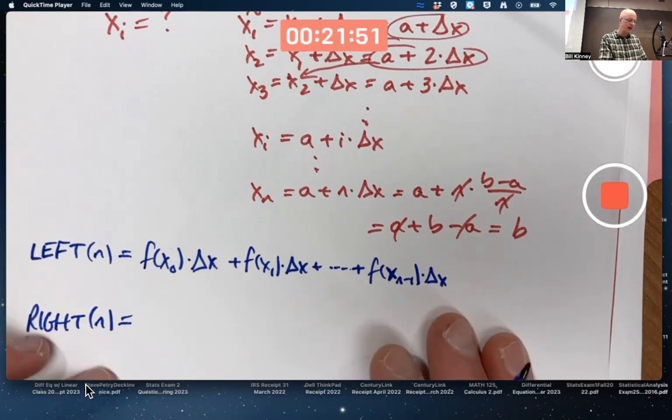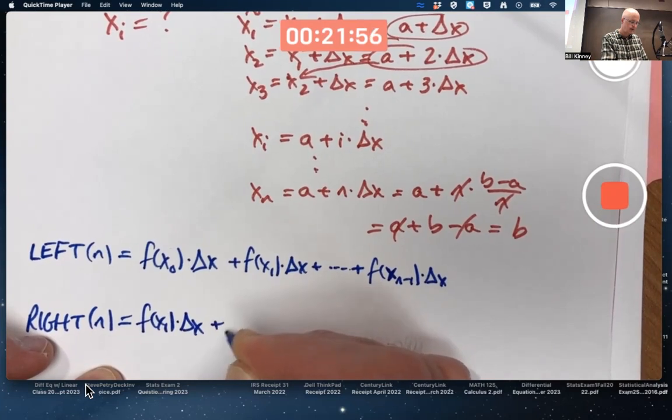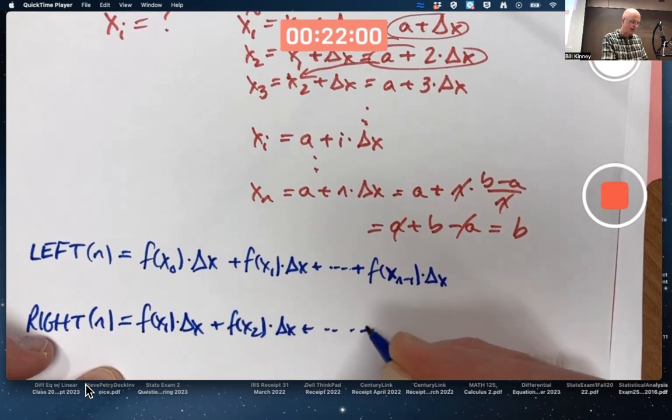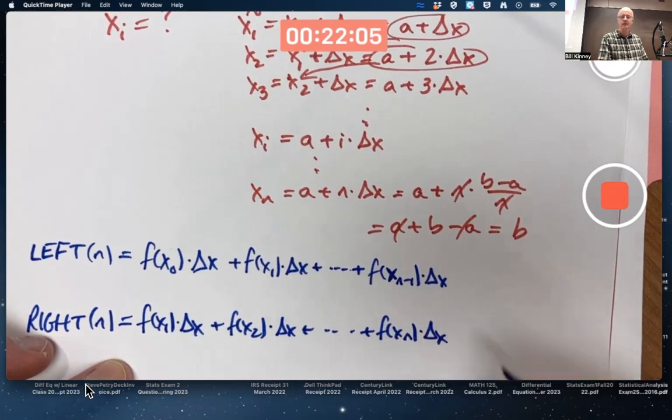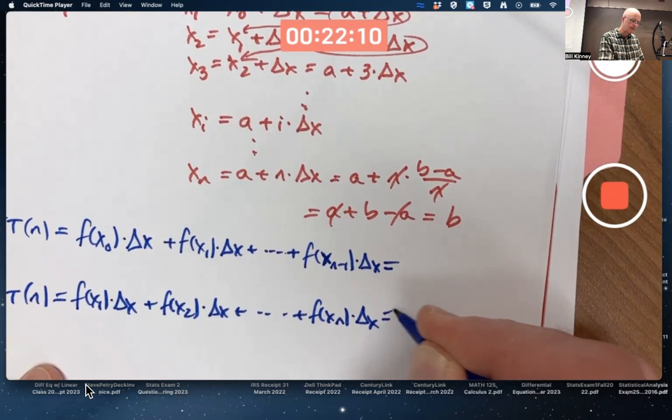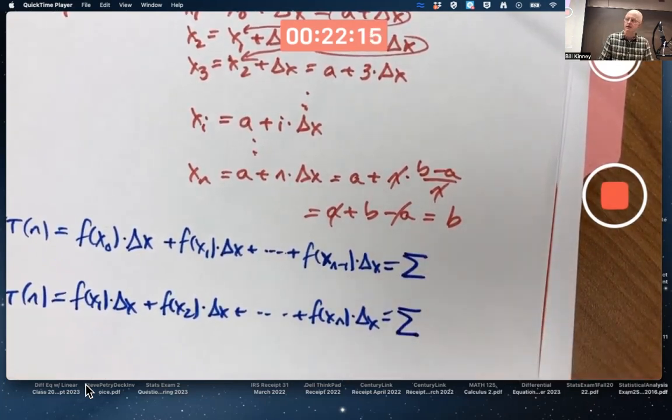So we get a similar kind of summation, except we started with f of x1 instead of f of x0, and we end with f of xn instead of f of xn minus 1. All right, let's write these with summation notation now. Capital sigma. It's also called sigma notation. The sigma means sum. It's not a coincidence that sigma starts with S, just like sum starts with S.